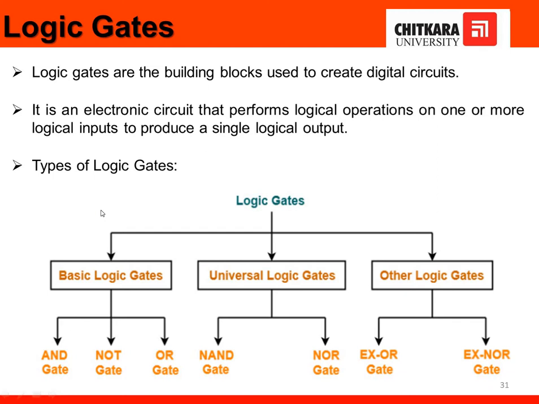Basic logic gates are of three types: AND, NOT and OR, and they perform specific functions. AND is for multiplication, OR is for addition, NOT is for inversion. Universal logic gates are of two types, NAND and NOR, and these two gates are helpful to draw any kind of gate from these two. For example, I can derive AND, NOT and OR from the NAND as well as from the NOR.